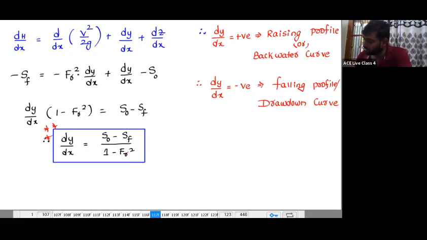Now I am going to modify this equation further. See, the meaning of drawdown is falling. If the water surface is going to be falling, then it is going to be a drawdown. Now, let me do some more modification over here.